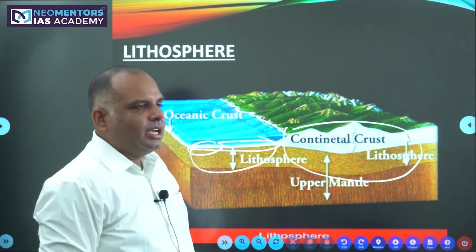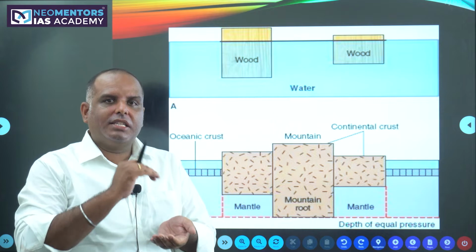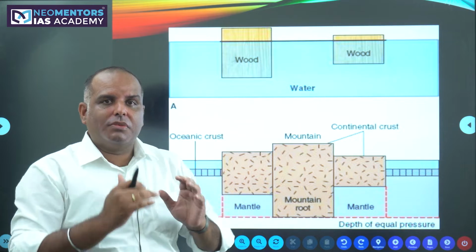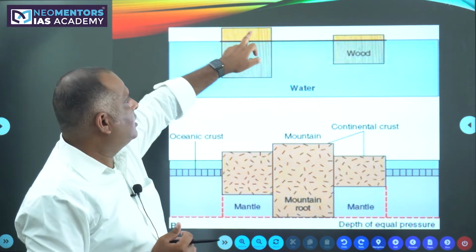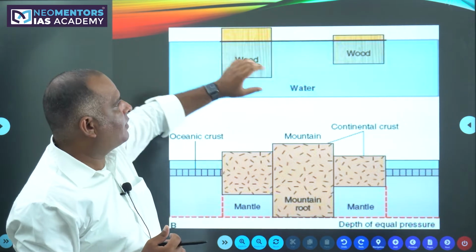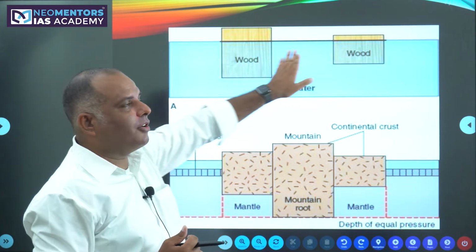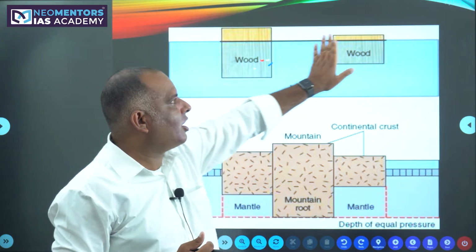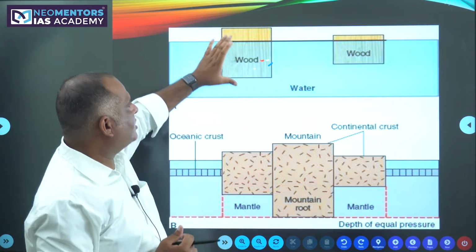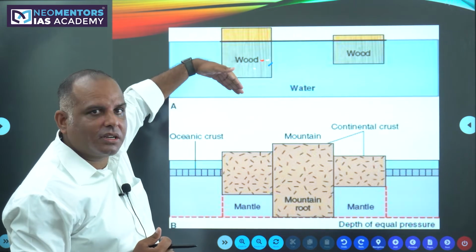Why? Because let's take an example. If I have a heavier material, or a material of larger volume or larger weight, like a larger piece of wood, you see the submergence is larger. If I have a smaller piece of wood, the submergence is smaller. Presuming the two materials are of the same density, though the density is the same, because the volume is more, the weight is more. That means it subsides more into the water.